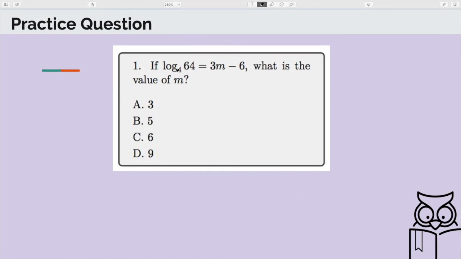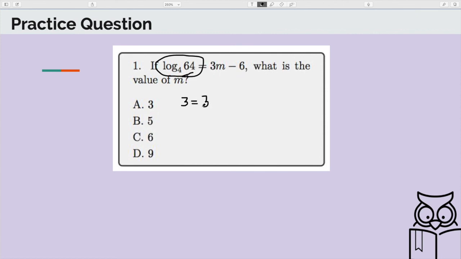It says if log base 4 of 64 equals 3m minus 6, what's the value of m? Over here, we know what this is supposed to mean. It's supposed to mean, what exponent do we take 4 to get to 64? Well, 4 squared is 16, so that's not it. 4 cubed, well, what's that? 16 times 4, oh, that indeed is 64. So for that reason, we know that this is just simplified to 3 on this side.